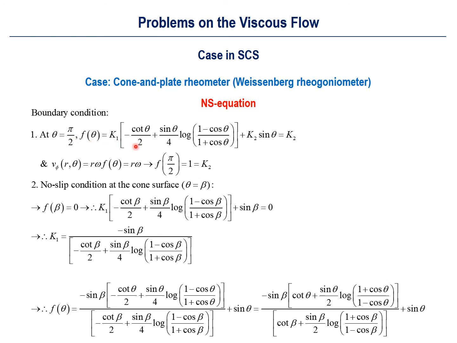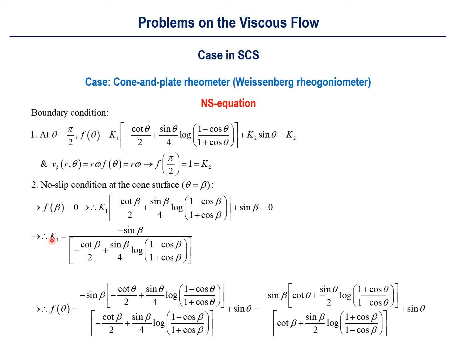R multiplied by the angular velocity omega here. Therefore, we can find out the value of K2 as 1 using this equation. The other condition is the no slip boundary condition at the cone surface. It means that at the position where the polar angle theta is equal to beta, f(beta) is equal to 0. So using these equations, you can also find out the value of the other remaining unknown constant K1 here.